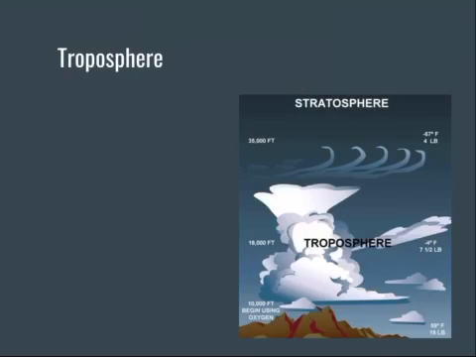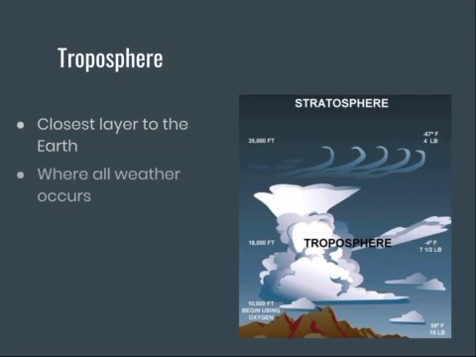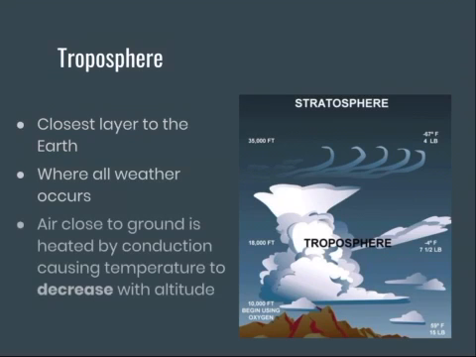All right, so looking at each individual layer, we'll start with the troposphere, which is closest to Earth's surface. This is where all of our weather occurs. Remember that the air pressure is greater the closer you are to Earth's surface, so most gas molecules are in this layer of the atmosphere, so that's where our water vapor is. So our clouds form, that's where we have precipitation, storms, so all the weather occurs in the troposphere. And again, the air close to the ground is warmer because it's heated by conduction, where it comes into contact with Earth's surface, and it decreases with altitude.